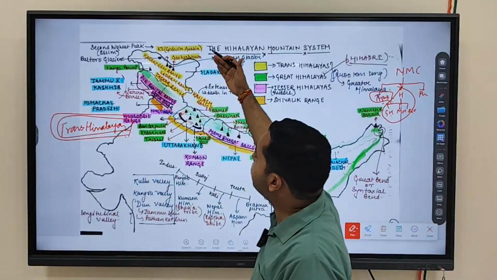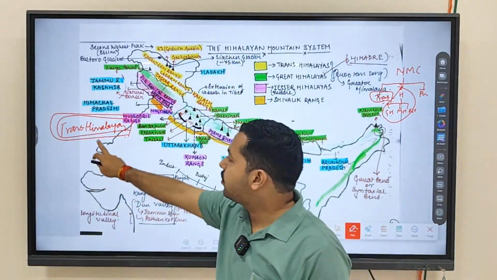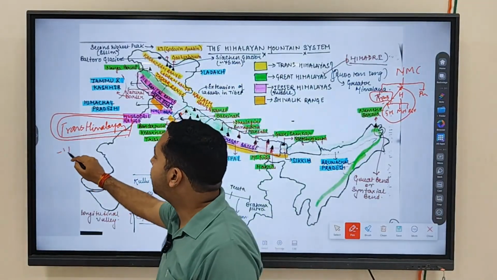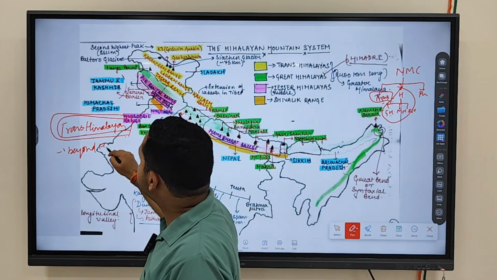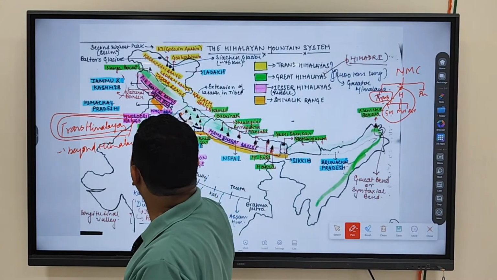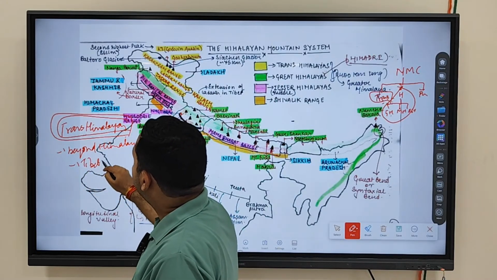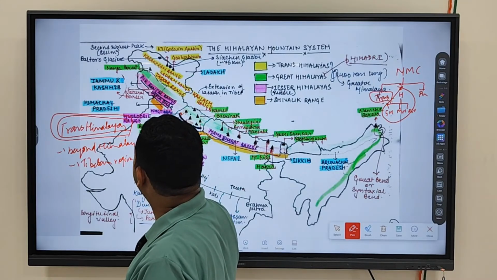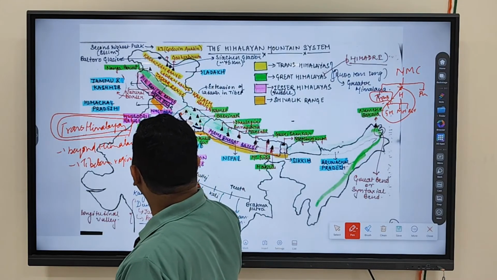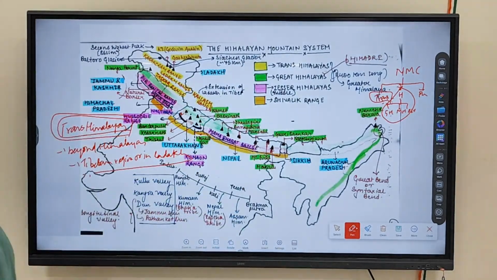Trans Himalayas is lying beyond Himalayas. That's why it is called Trans Himalayas. Beyond Himalayas, generally in which region? Most of this lies in Tibetan region or in Ladakh region. Fine. Clear? So most of Trans Himalayas lies in which region? They are lying in Tibetan region or in Ladakh region. Clear?